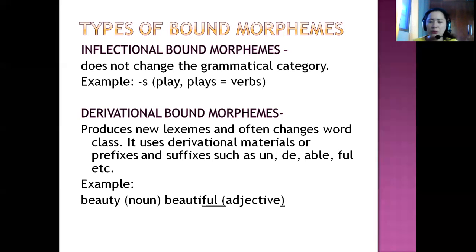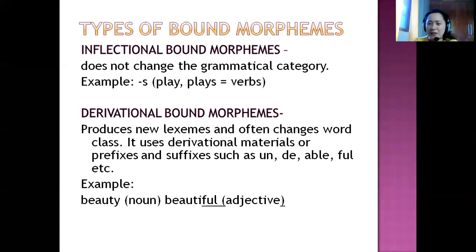So another example is adjust. Adjust is a verb. Adjustable is an adjective. Adjustment is a noun. Okay, so the -ment and the -able are both derivational bound morphemes.